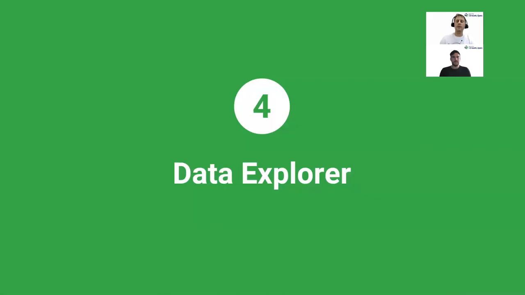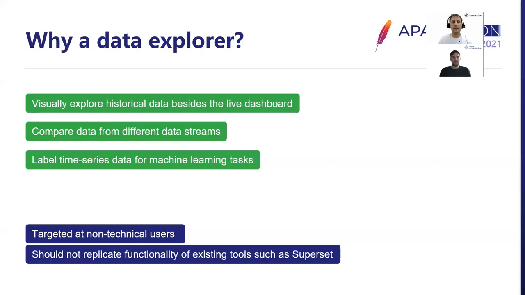So finally, I would like to show you the Data Explorer, which is a tool for visually inspecting historical data. So besides live data, which you've seen in the dashboard, now we would like to also provide a way to visually explore historical data. First of all, we do that in order to also allow users to compare data from different data streams so that you can inspect what is currently produced, what are measurements from specific sensors, and also to provide a basis for labeling time series data for machine learning tasks, which has already been shown also by the talk from Philip and Marco yesterday.